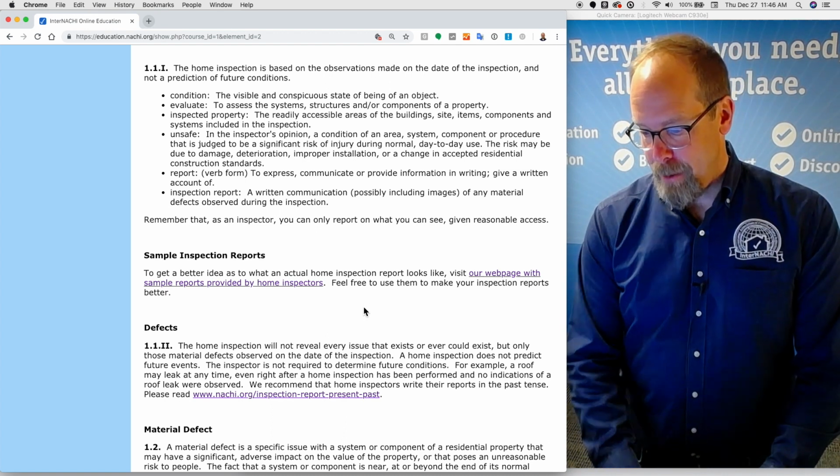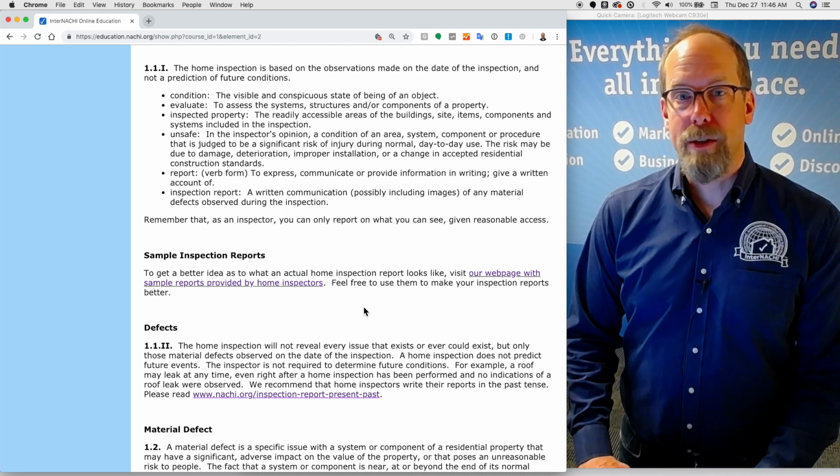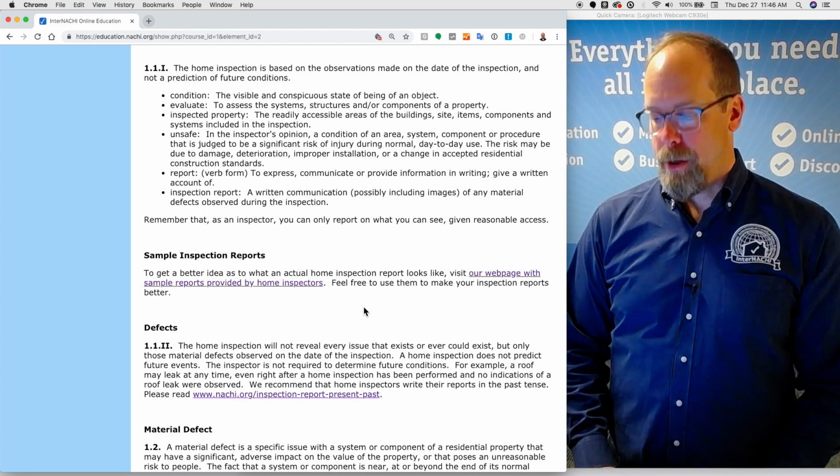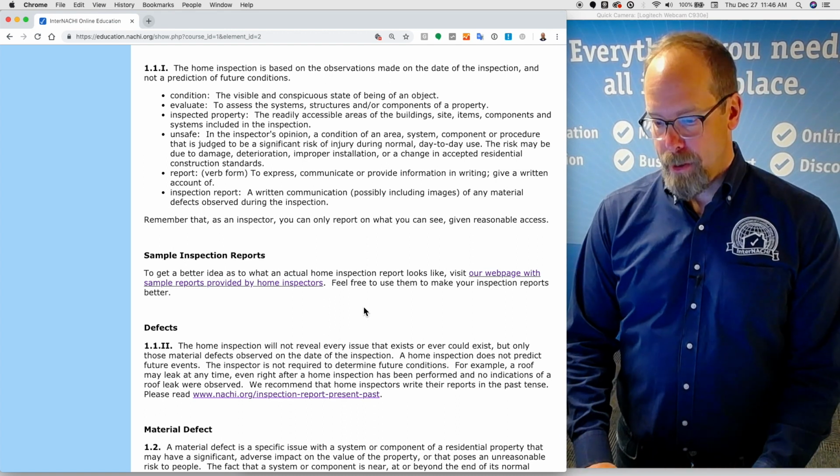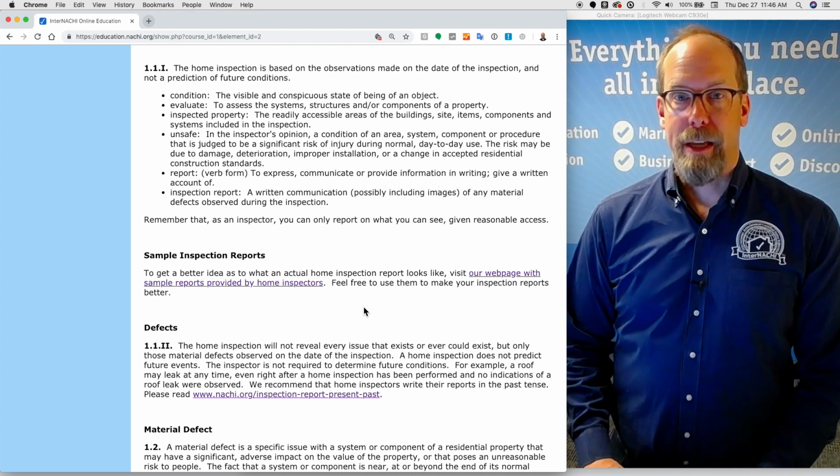To get a better idea of what an actual home inspection report looks like, InterNACHI provides sample reports. So feel free to use them to make your inspection reports better. And click that link there.